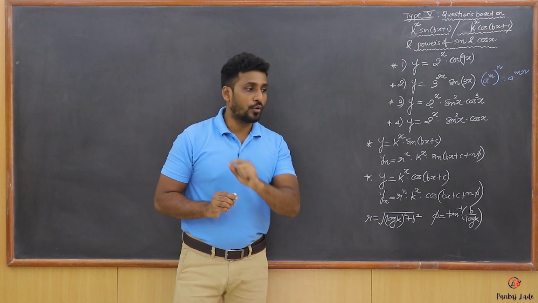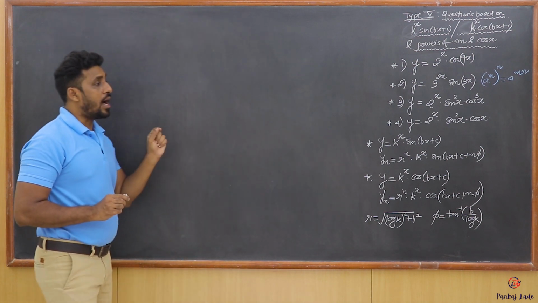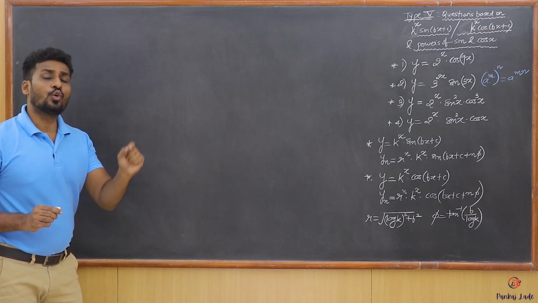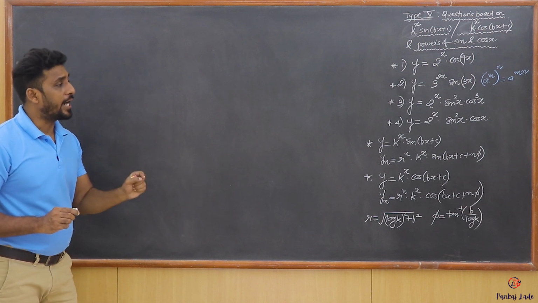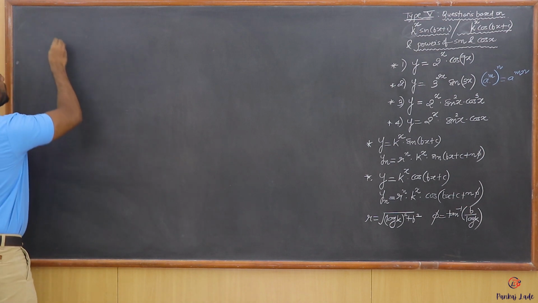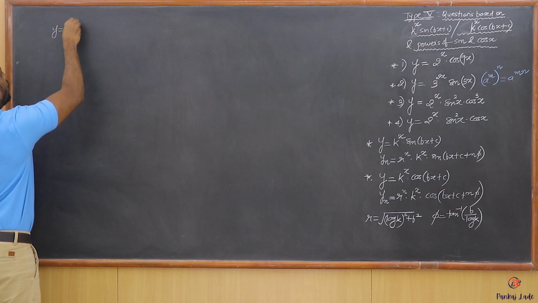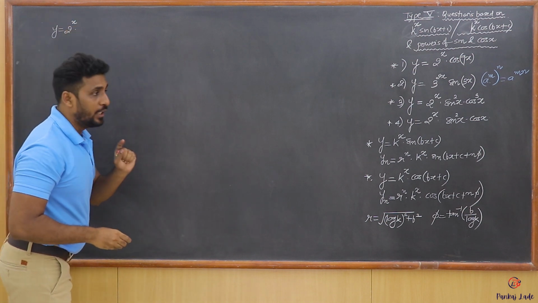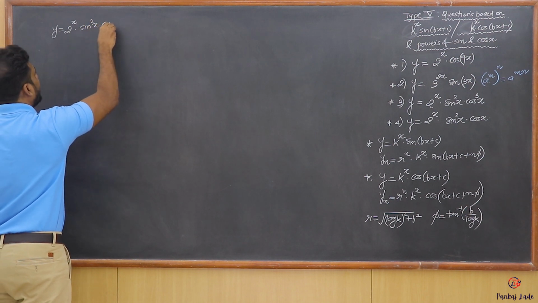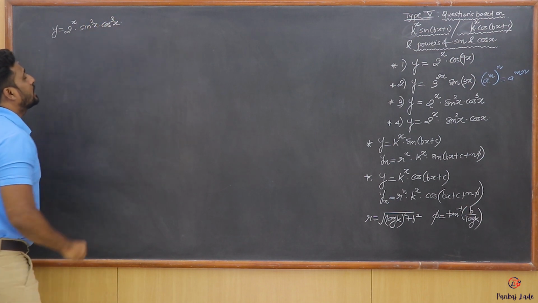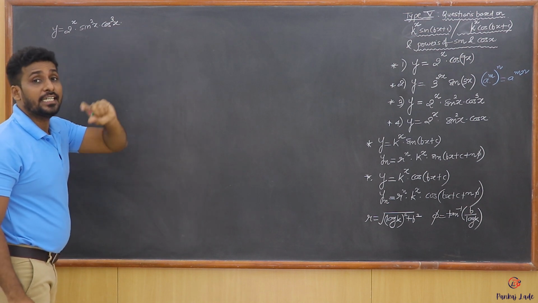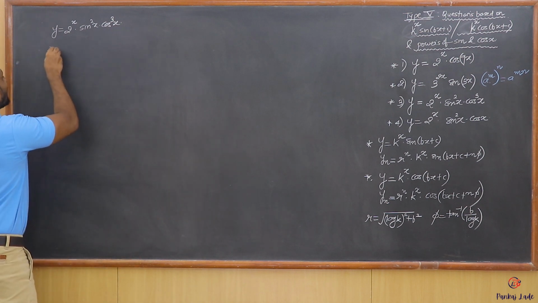So let's start the third question. In the third question, you have y is equal to 2 raised to x, sine square x and cos cube x. Now, you should always try to bring the powers of all the terms same. So my question is y is equal to 2 raised to x into sine square x into cos cube x. So can I write this cos cube x as cos square x into cos x? So students, you know the steps, isn't it?